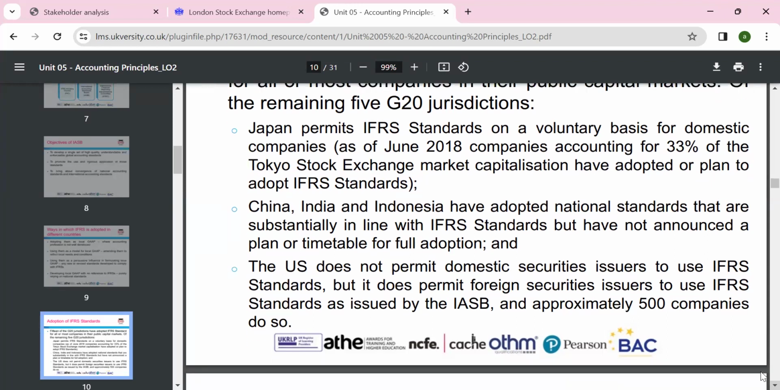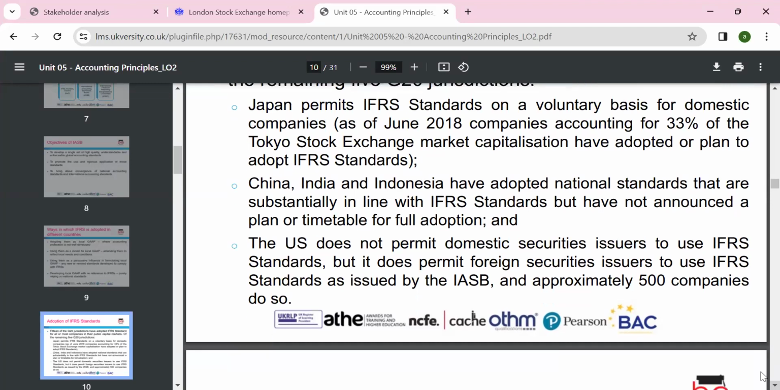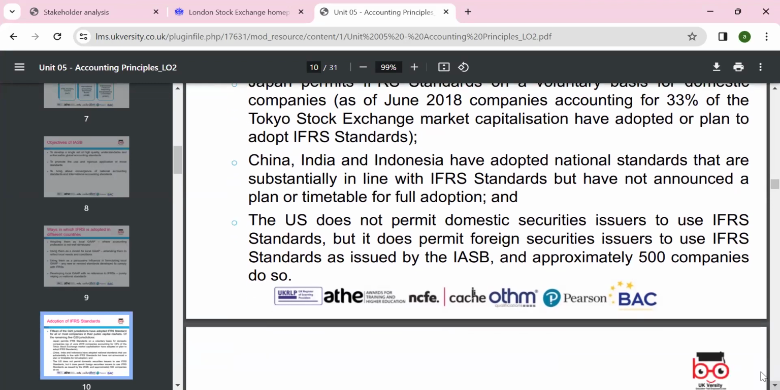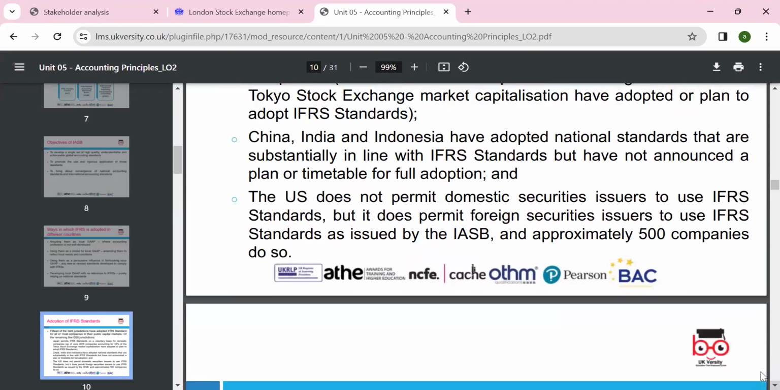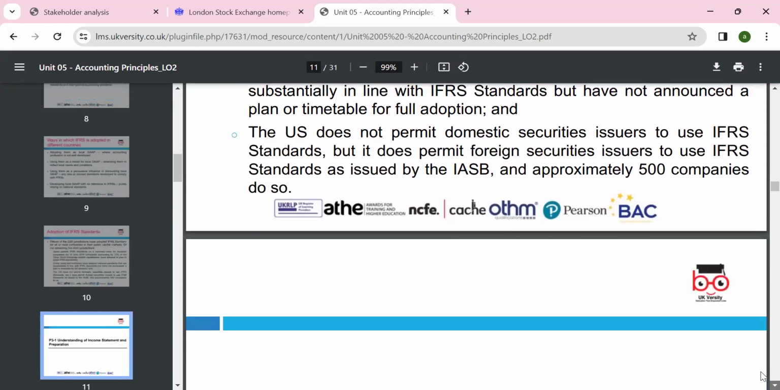China, India, and Indonesia have adopted national standards. They are substantially aligned with the international ones. Of course, the way they do business and do the reporting is matched with it, but they have not announced a timetable for full adoption. The US does not permit domestic security issuers to use international financial reporting standards. It does permit foreign security issuers to use IFRS from the International Accounting Standards Board, and approximately 500 companies do so.